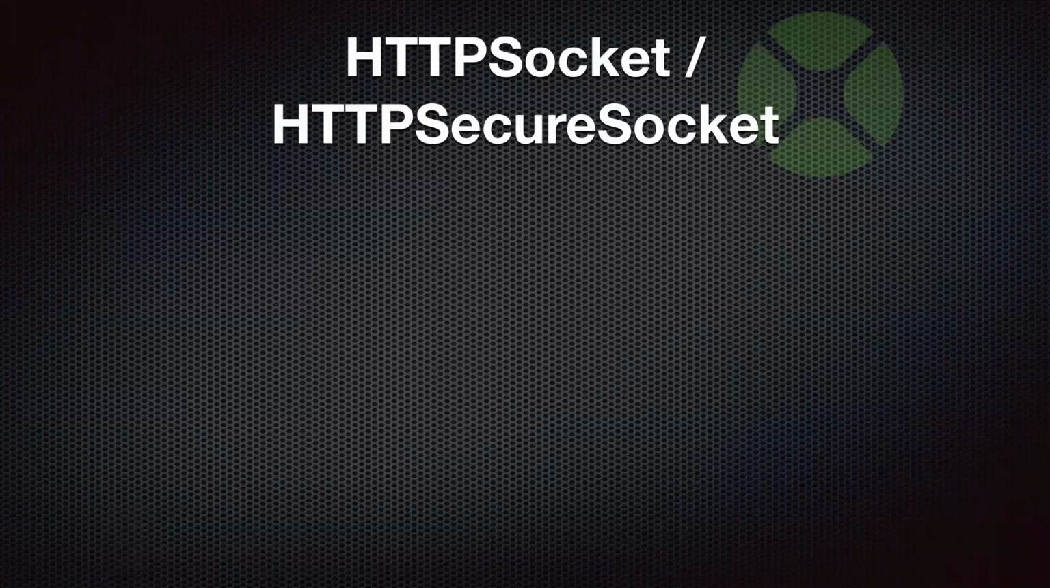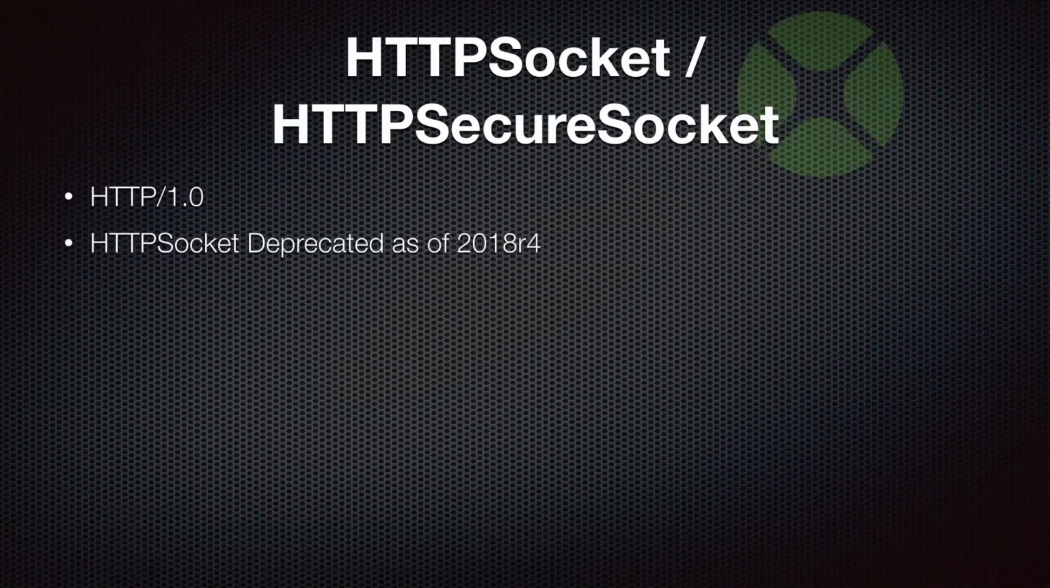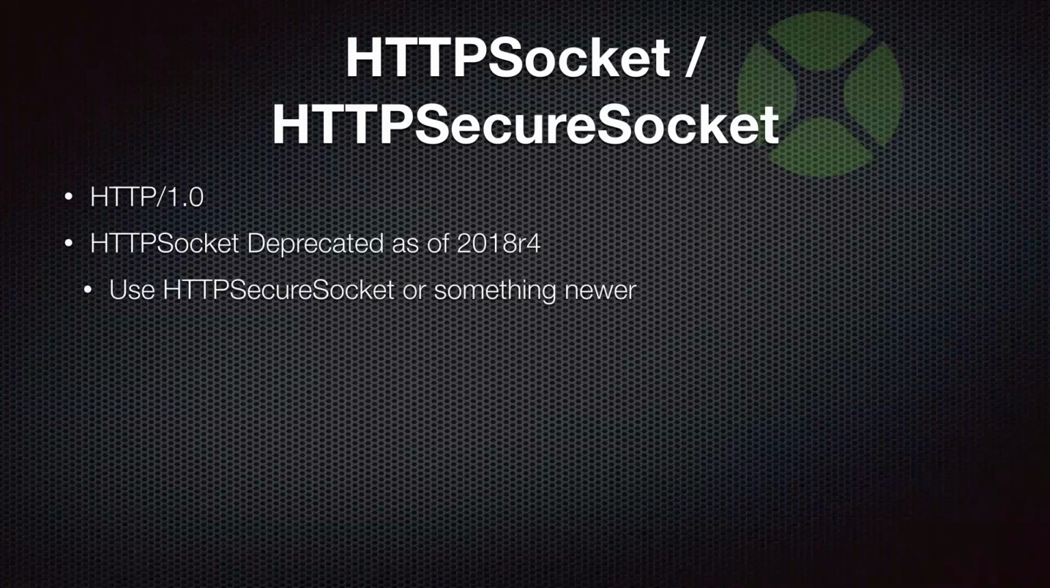So the original mechanism for talking with web services was to use either HTTPSocket or HTTPSecureSocket. These two classes only support HTTP 1.0. They've been around for quite a long time. And actually, HTTPSocket itself was deprecated in the last Xojo release, 2018 release 4. So instead, you should be using, at the very least, HTTPSecureSocket or something newer, which is what we'll talk about in a moment.